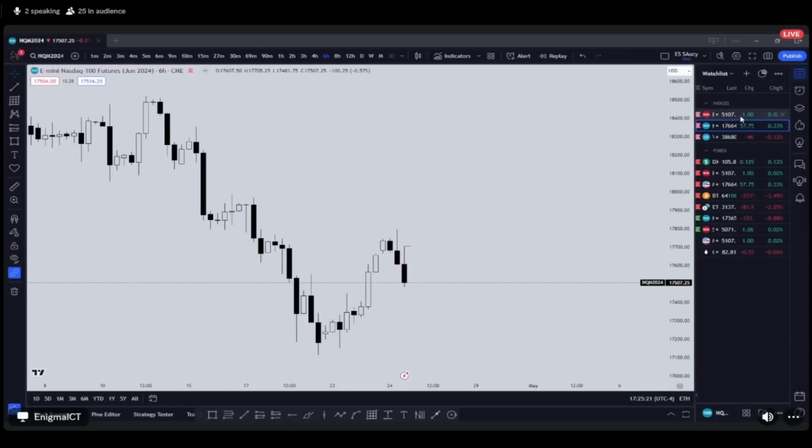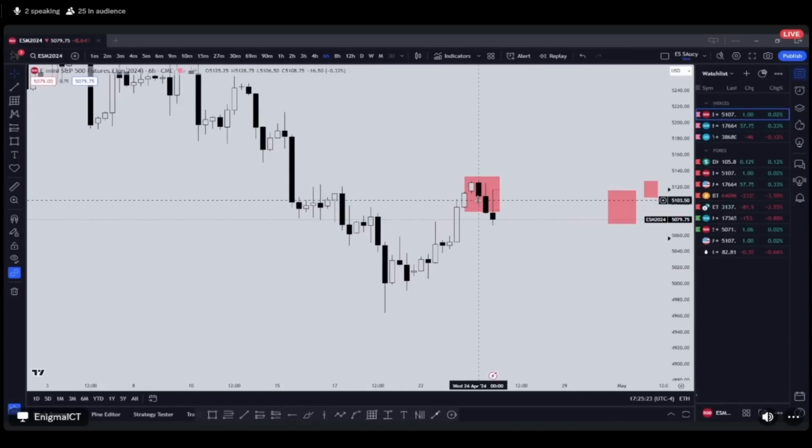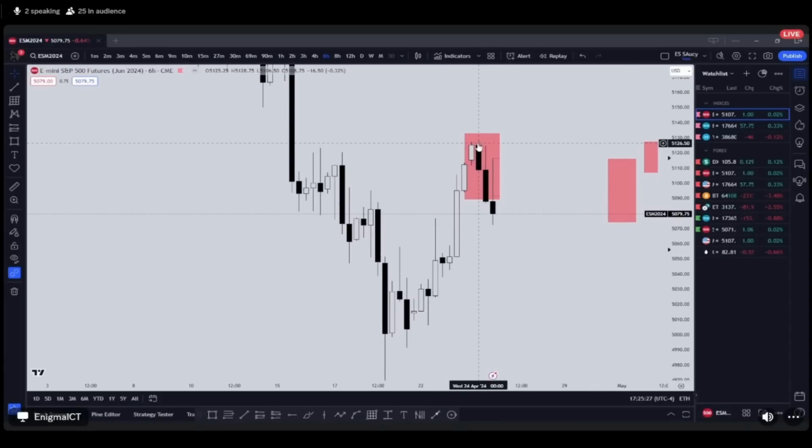You guys know what I mean? So on ES, I took it on this candle. It took the previous high. This is the second candle, the manipulation candle, and I know the third candle is going to distribute even lower.